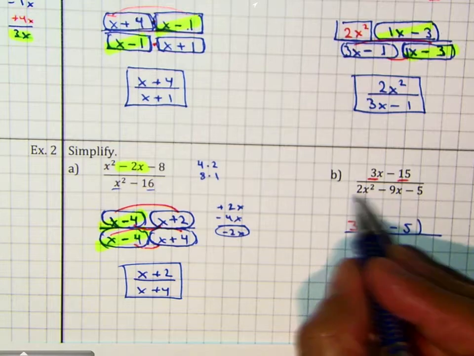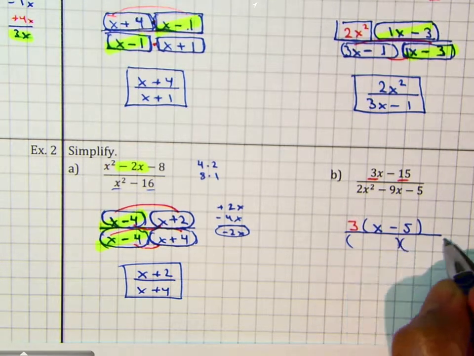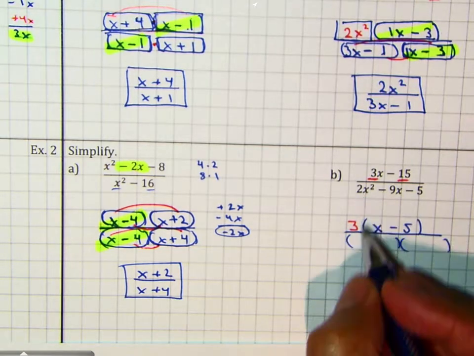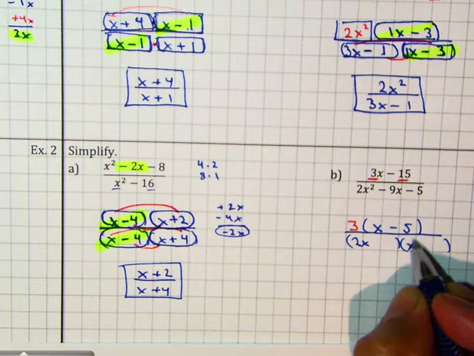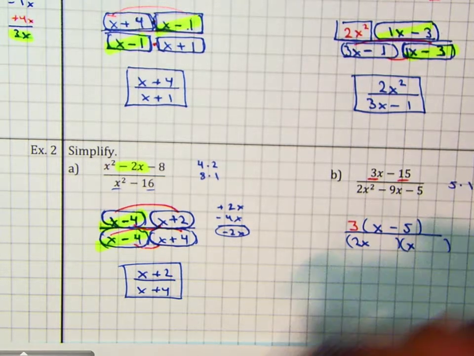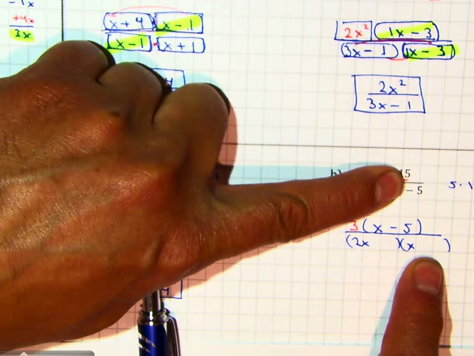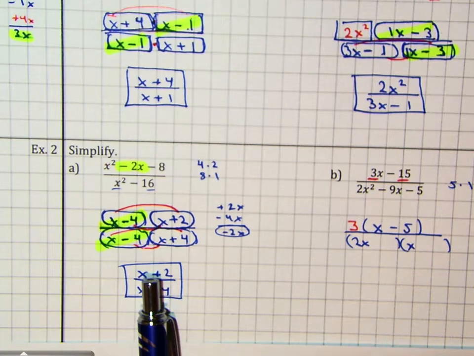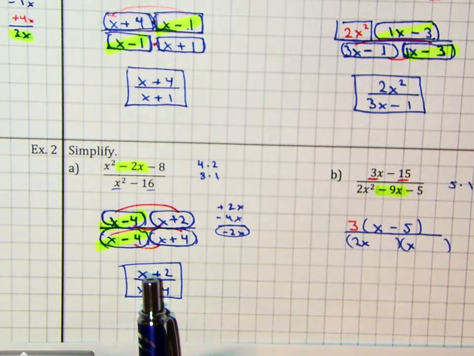Denominator, trinomial. How can I factor it? Double parentheses. Factors of 2x squared will be 2x and x. Factors of 5: 5 and 1. Now that's a negative 5, that means they need to have different signs, one negative, one positive. And once I add them together, the middle terms need to add up to a negative 9x.